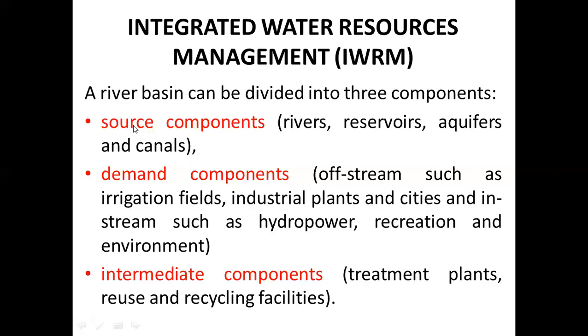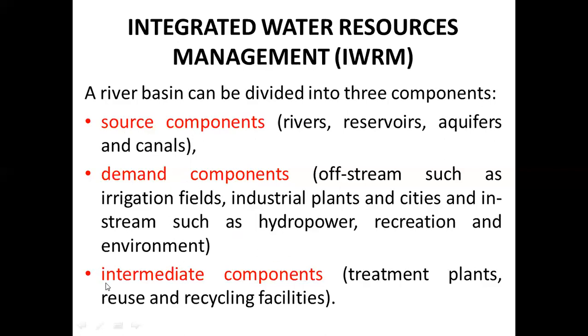So we require this water through rivers. For example, if you use river water for domestic purpose, that is the demand. Domestic purpose means cooking, bathing, washing clothes, and all that. So it has to come through this source component, it has to reach and fulfill the demand component.